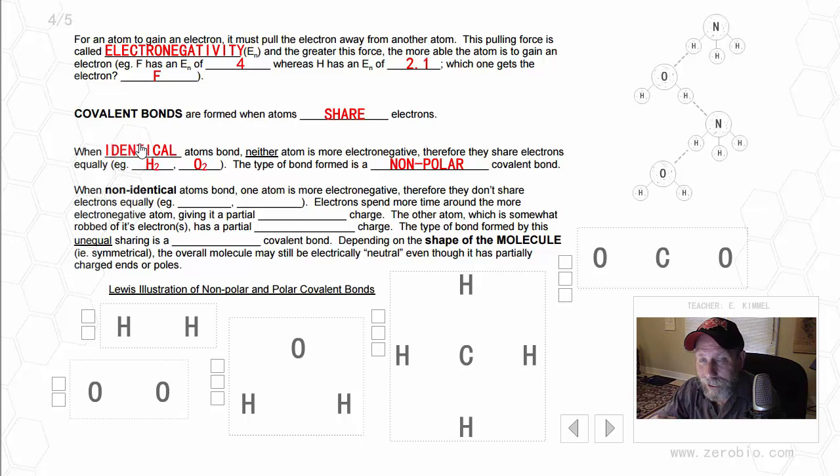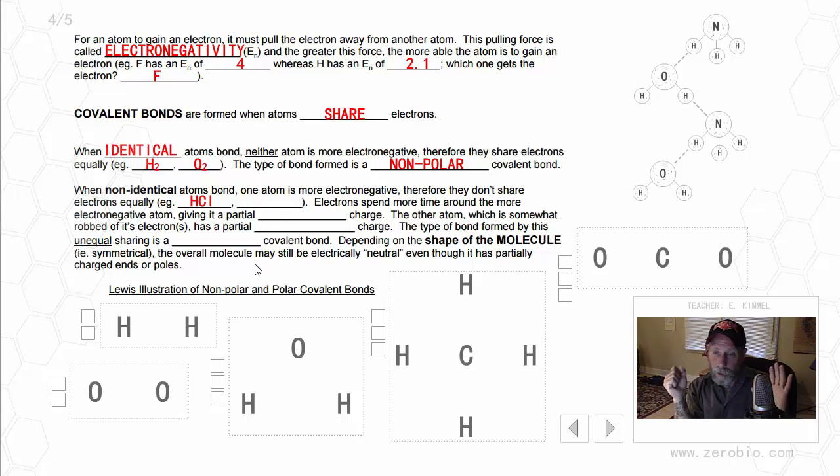So when identical atoms form bonds, we get something called nonpolar covalent bonds. But when non-identical atoms bond, when they're different from each other, one atom has to be more electronegative, stronger. They're just different elements or atoms, so they don't share electrons equally. HCl, for example, hydrogen and chlorine. One of them is stronger than the other and pulls the electron to itself, but not strong enough to completely pull it away. So they don't form ions.